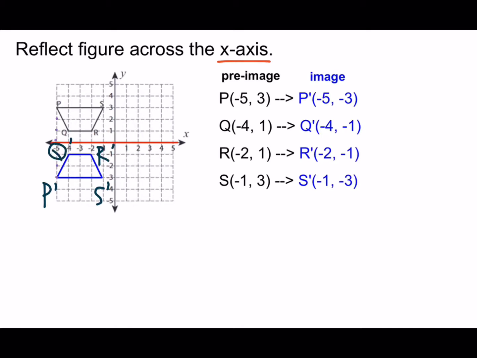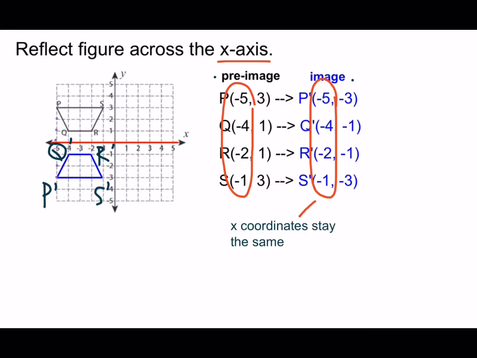So now let's take a look at your pre-image and image coordinates and see how they changed. Let's break it down, look at your x coordinates, and then look at your y coordinates separately. So let's investigate the x coordinates of each one of those points, and then compare them to the x coordinates of your image. What do you notice? You should see that they are exactly the same. Nothing changed. So we're going to make note that our x coordinates stay exactly the same.